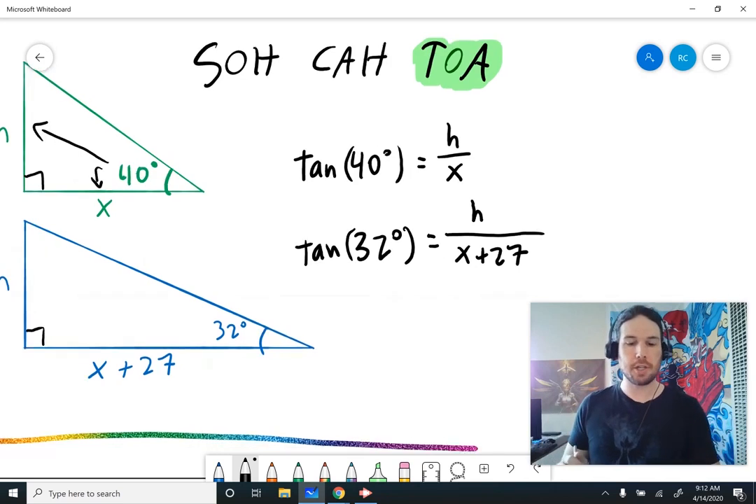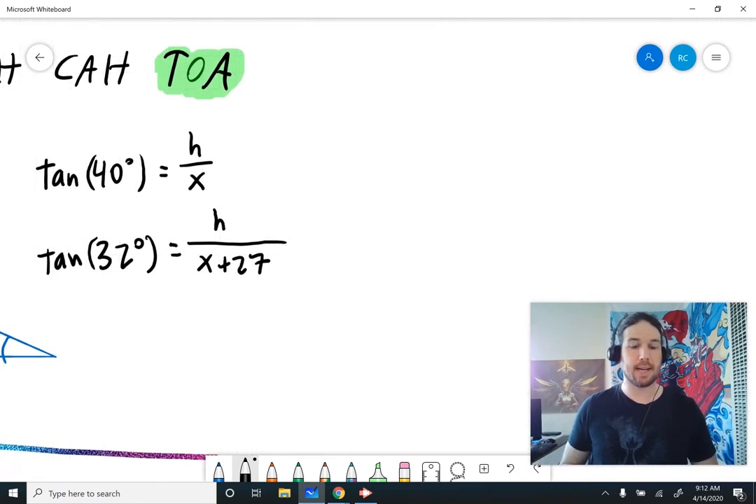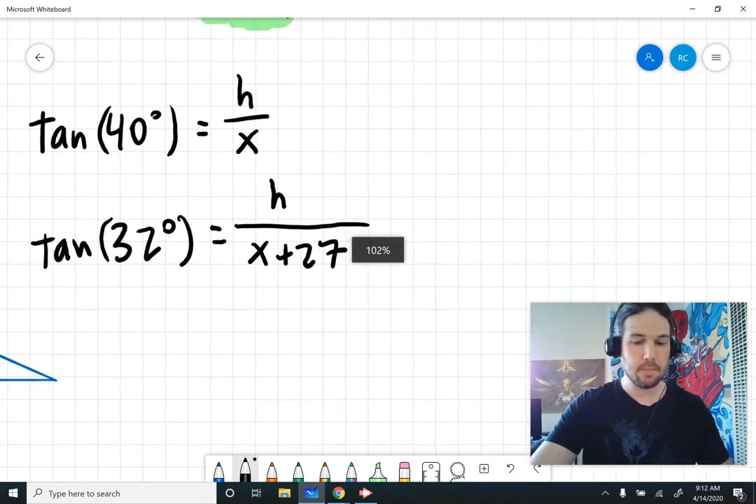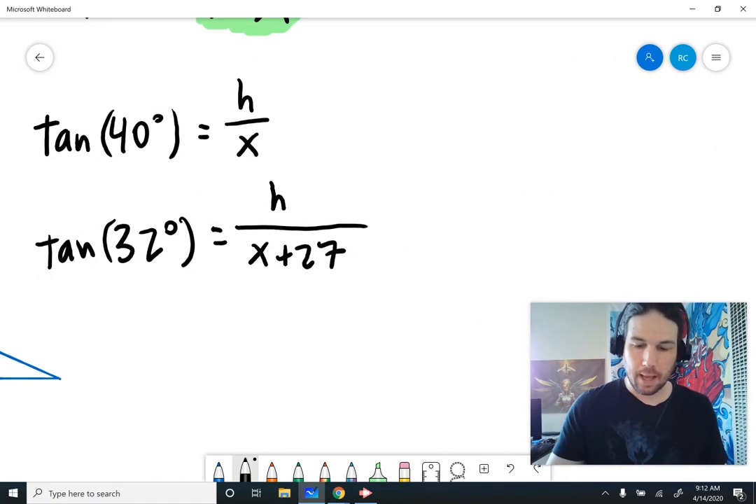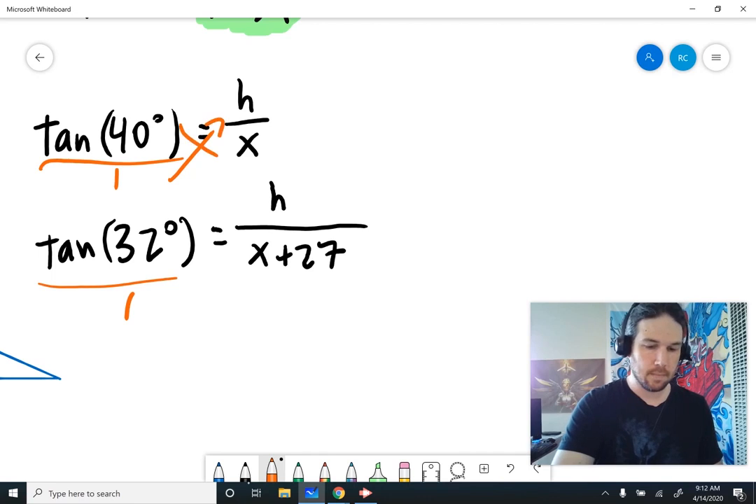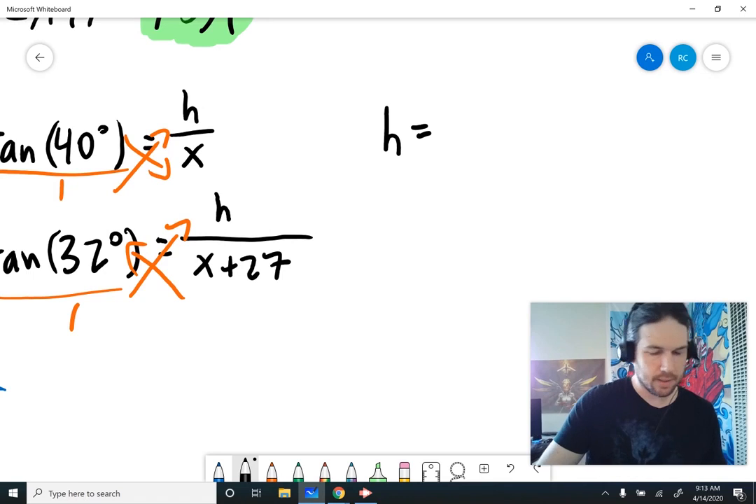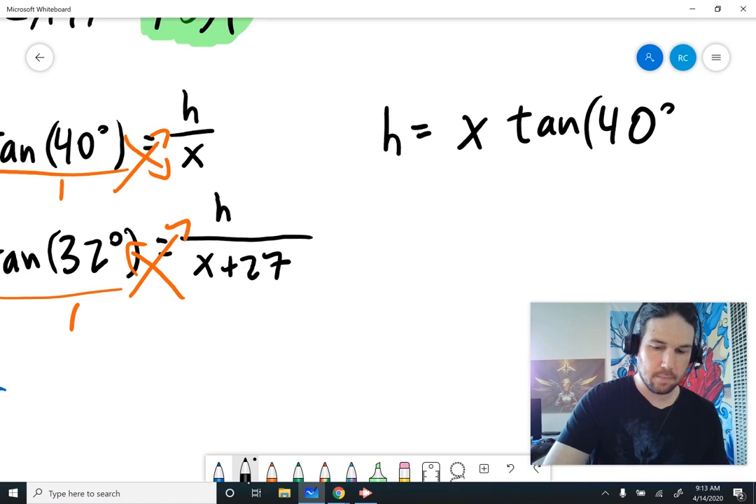So now that we've got the proportions, I'm gonna get away from the triangles entirely, and we're just gonna look at these two equations, okay? So let's see. On this top one, I'm gonna do some cross multiplying on both of these. So I'm gonna make them both over 1, and I'll do some cross multiplying. So I get, on this top one, h equals x times tangent of 40 degrees.